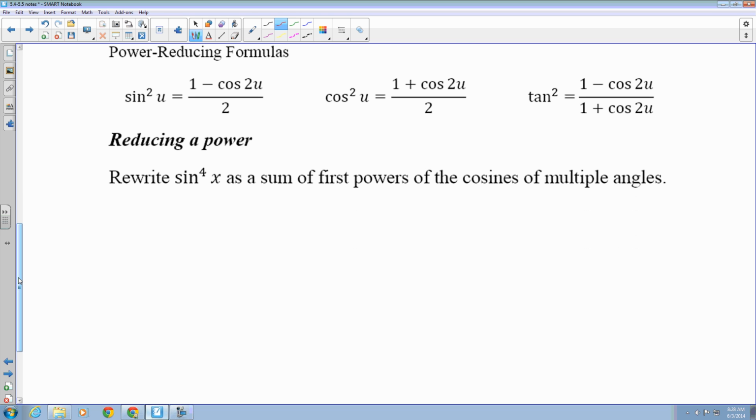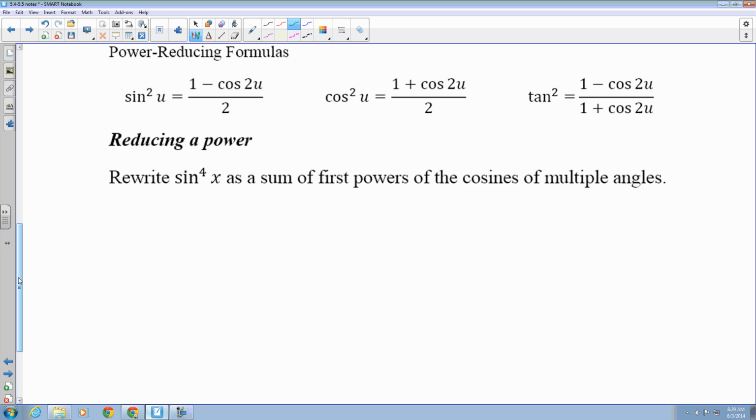Okay, here's the next set of formulas. These are power reducing formulas to get us out of a squared function. Any time we need to get rid of a squared function, this is what we do. We're going to rewrite sine to the 4th as a sum of the first powers. So we want to get rid of all of our squares. If we have double angles, that's fine, but we just want to get rid of our power. We want to have a singular power.